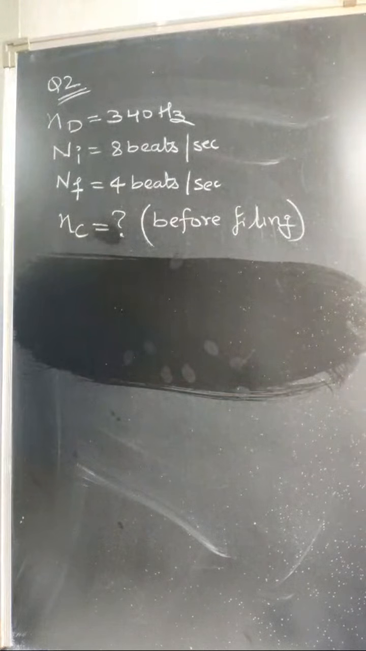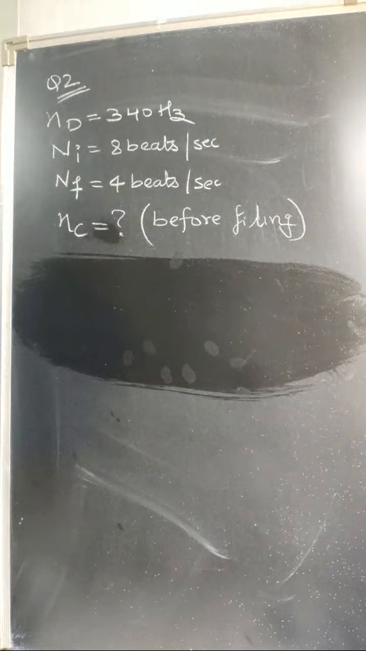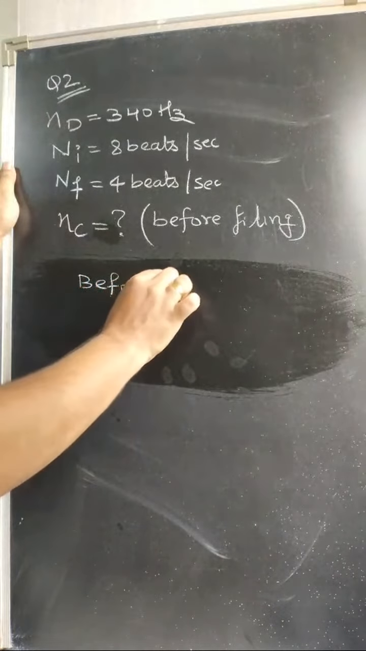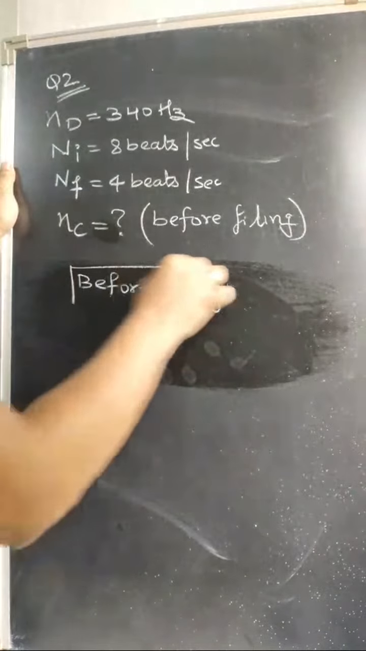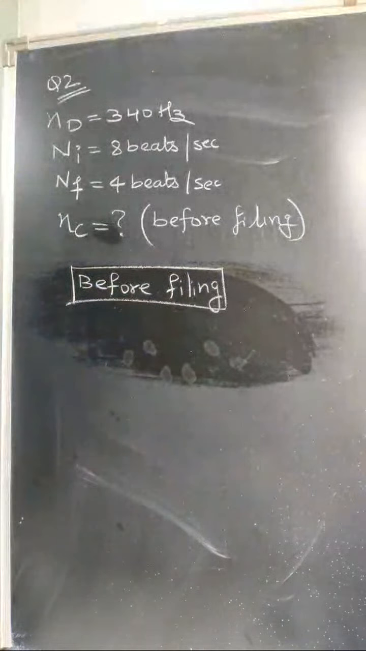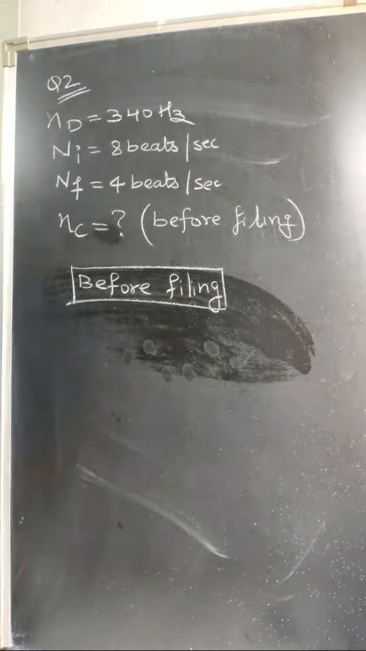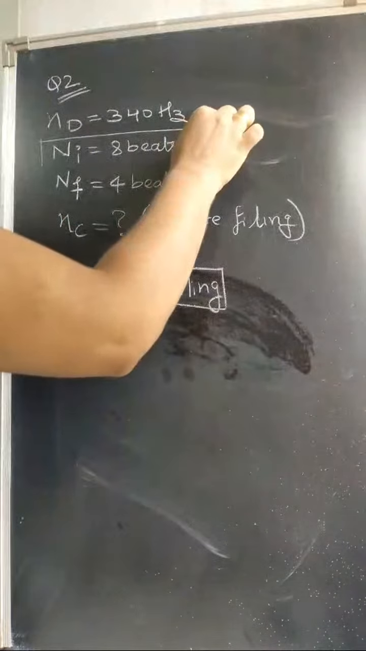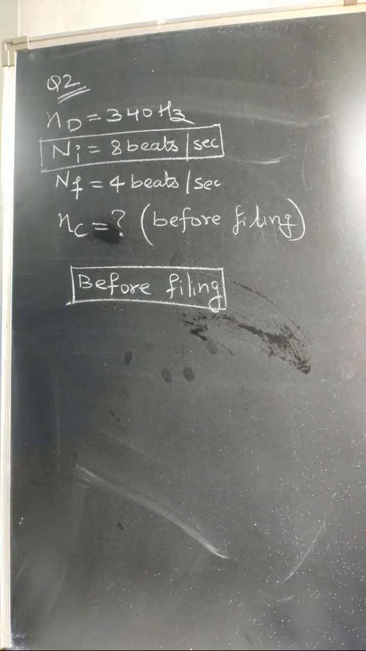Now let us write down the two parts, that is before filing. Before filing, students will have two conditions. See, number of beats is 8. Number of beats is 8.